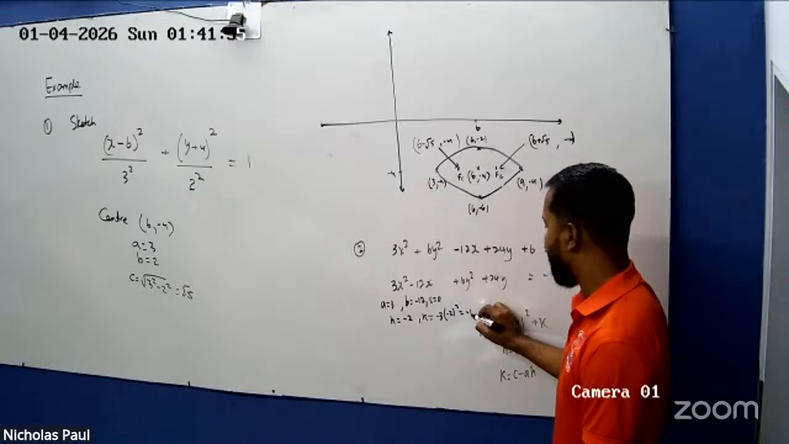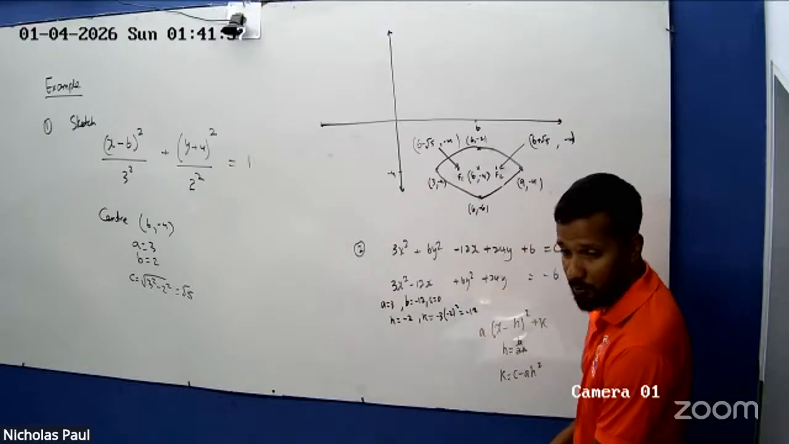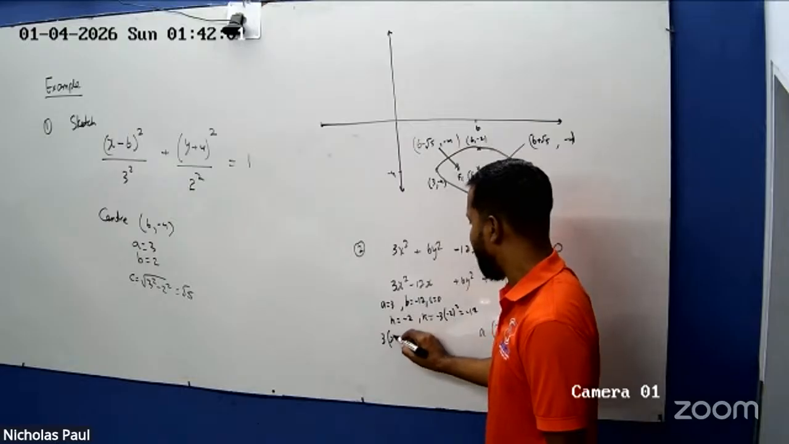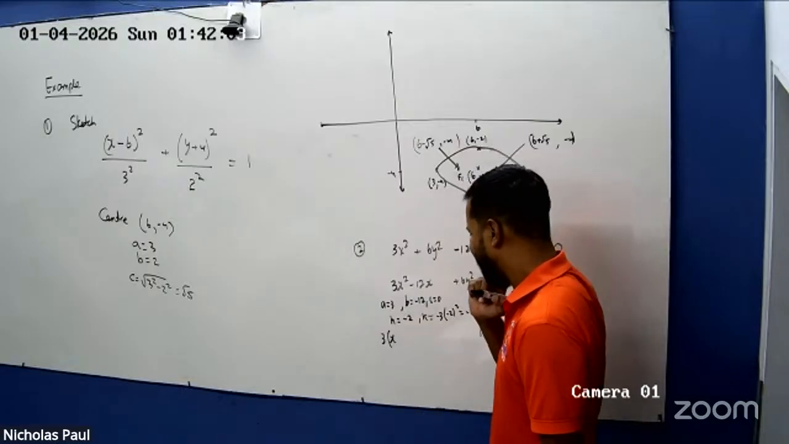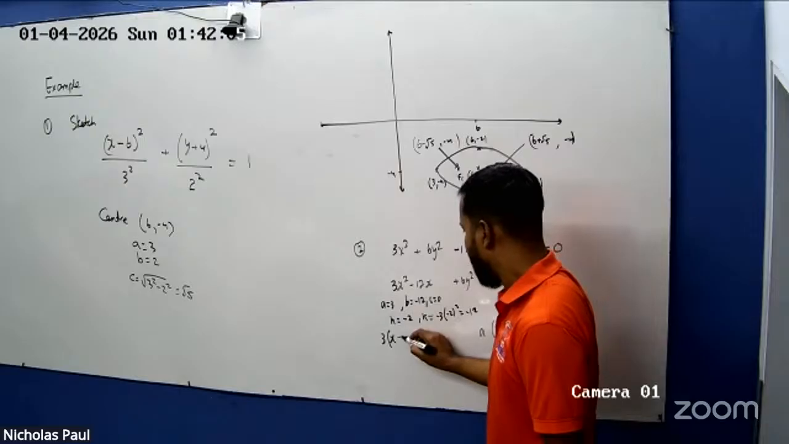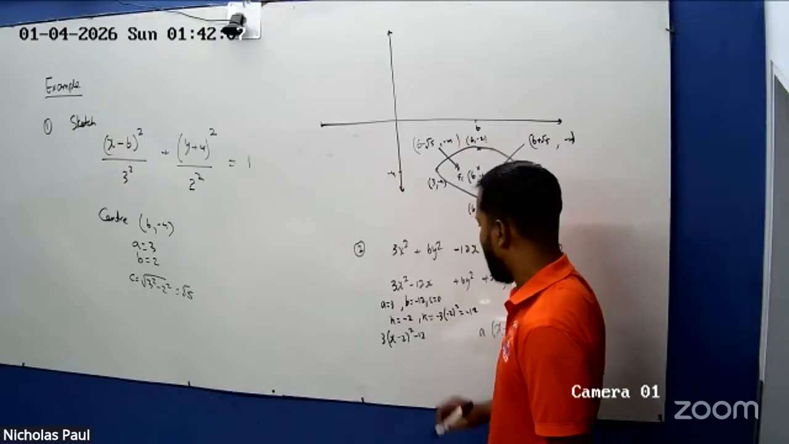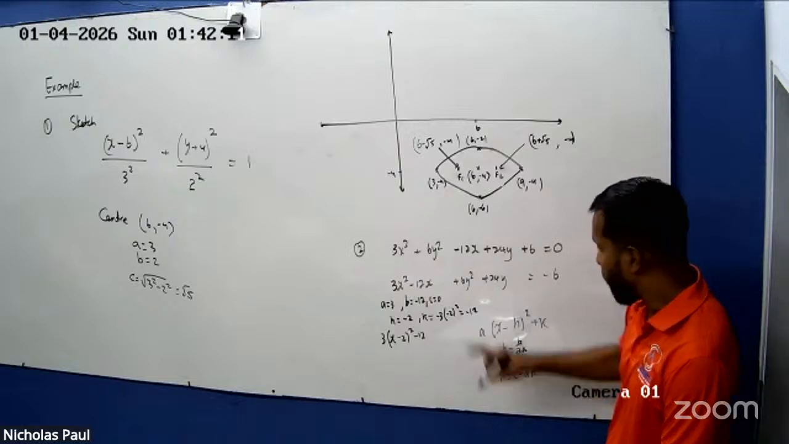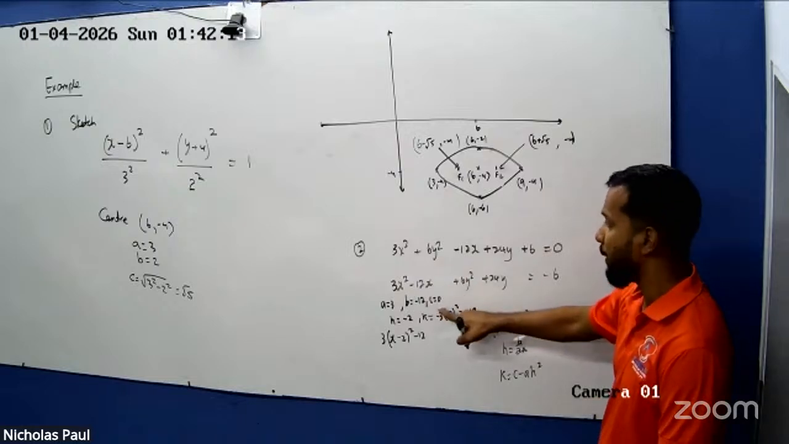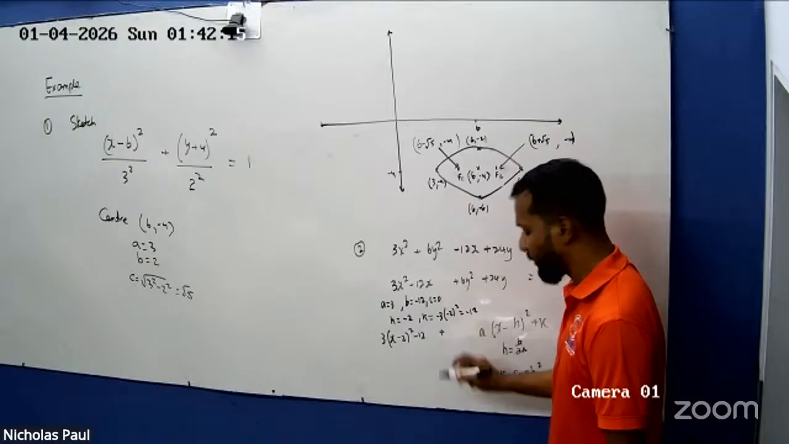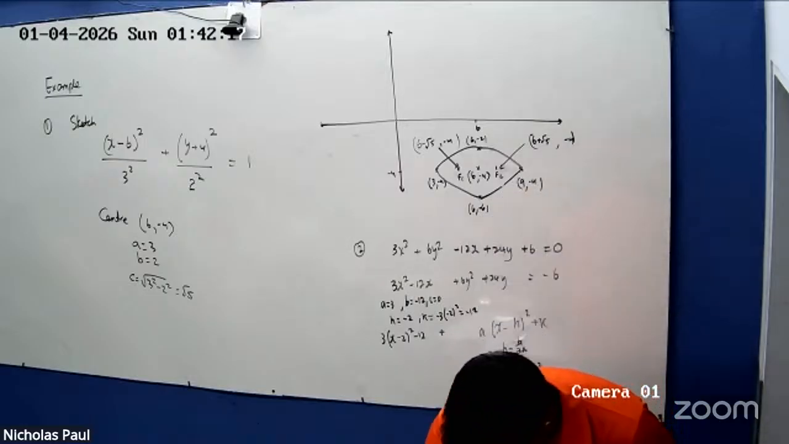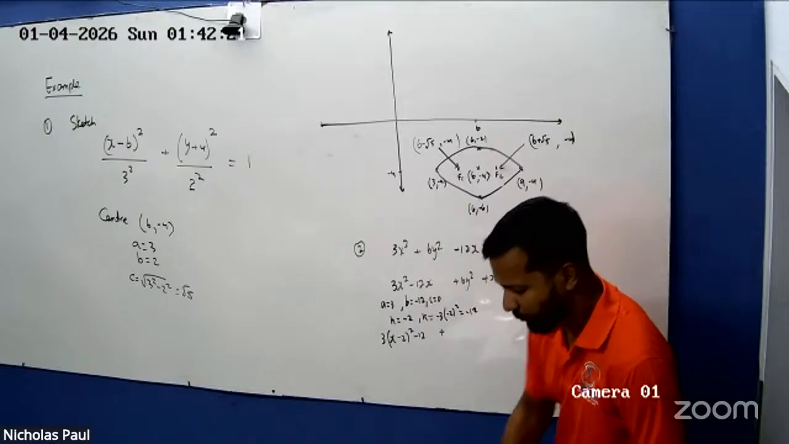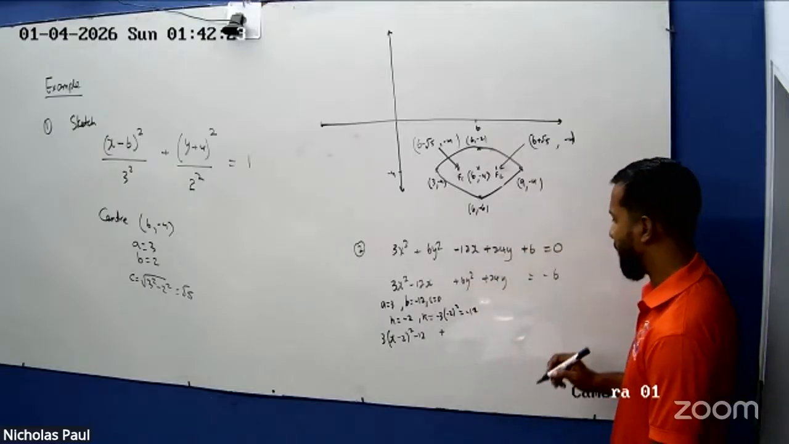I got minus 12. Do you have that? So the first one will be 3 by x minus 2 squared minus 12. That's okay? That's how you complete the square for the X part. Now you have to complete the square for the Y part. Don't forget the equal to minus 6 here.